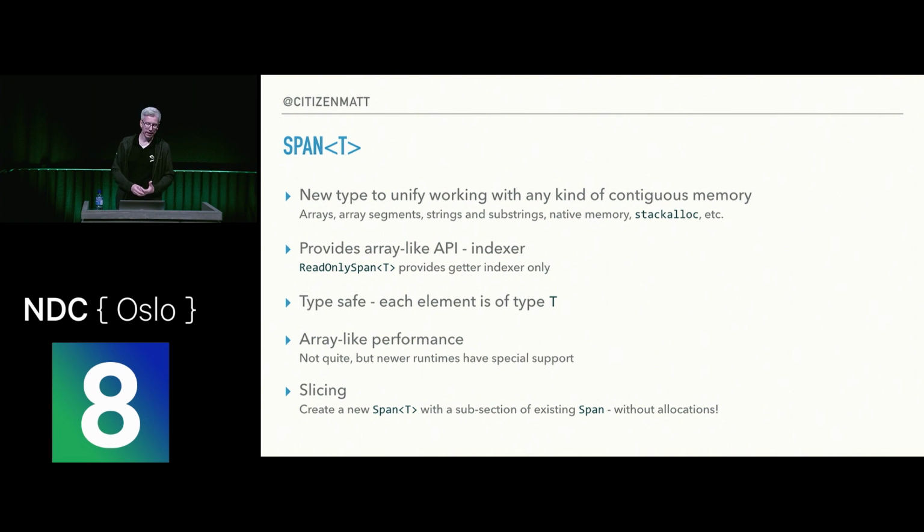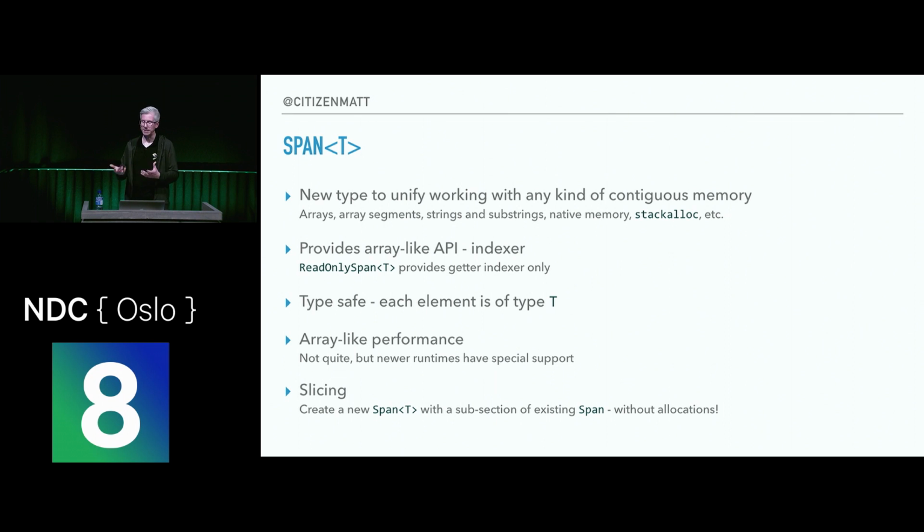So Span<T> is a new type, really, to unify working with any kind of contiguous memory, any block of memory. So if you've got a nice big block of memory like an array or a string, which is using one long self-contained block of memory, it's really useful for working with that. Also useful for working with array segments, so chunks of an array, or substrings. Also good for native memory and for memory allocated on the stack with the stackalloc keyword. And basically, it provides an array-like API for working with this block of memory.